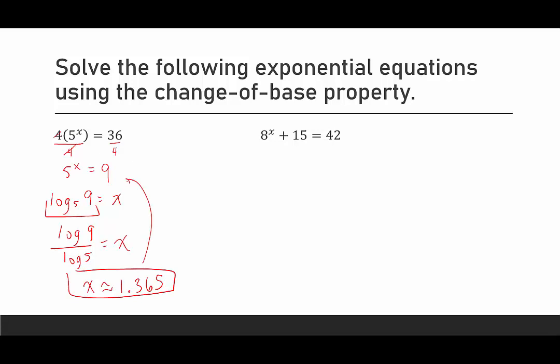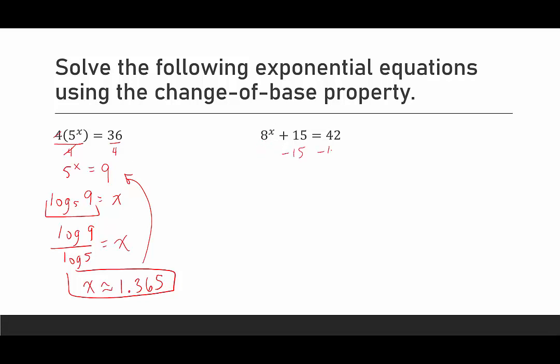And again, this makes sense. After we divide by 4, it makes sense that it would be 5 to the 1.365, because 5 to the 1 is 5, and 5 squared is 25, and 9 is somewhere between 5 and 25. So the answer checks. In this example, we want to make sure that 8 to the x is by itself.